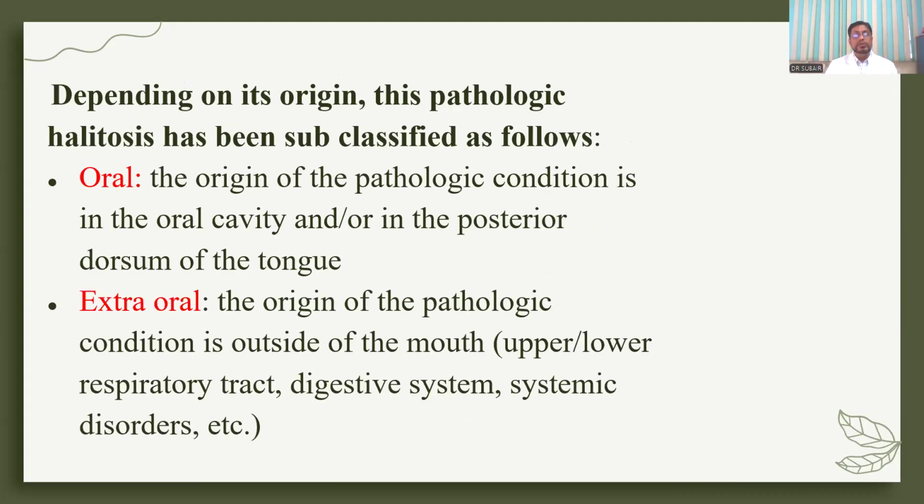Depending on the origin, pathological halitosis can be classified into intraoral causes or extraoral causes. For intraoral causes, the origin of the pathological condition is mainly the oral cavity or the posterior dorsum of the tongue. These are the main sites which can produce volatile sulfur compounds. The extraoral causes may be the upper respiratory tract or lower respiratory tract, the digestive system, and other systemic disorders.